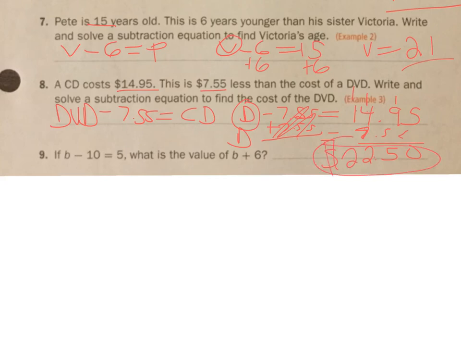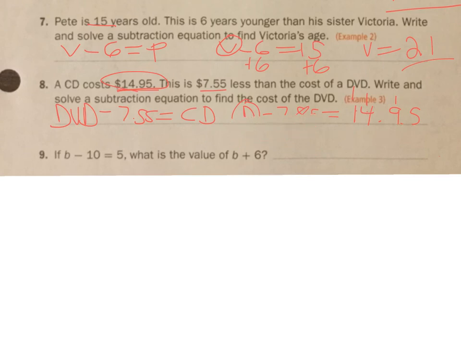Alright, so the cost of a DVD is $22.50, and $7.55 less than that would be the cost of a CD, which is $14.95. Alright, let's go on to this next problem.